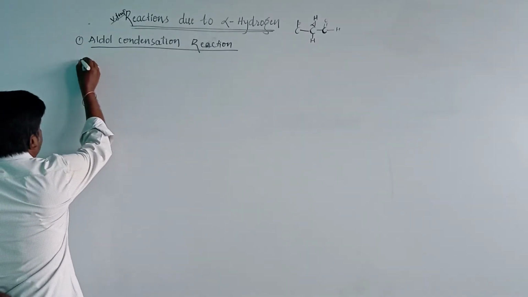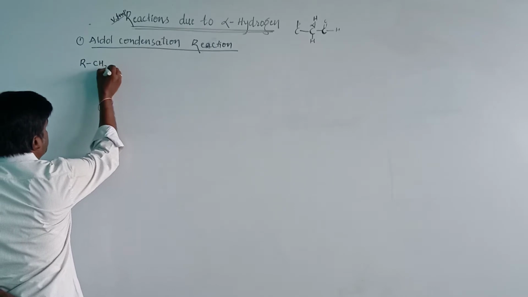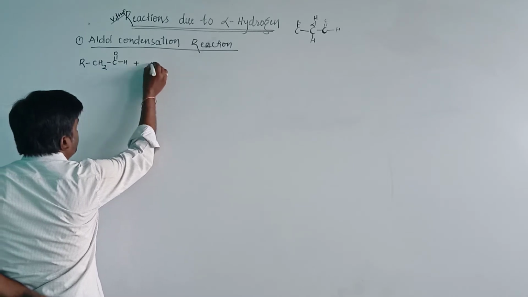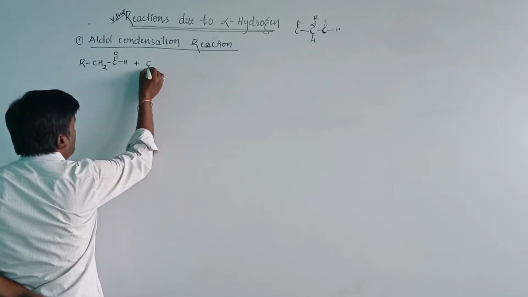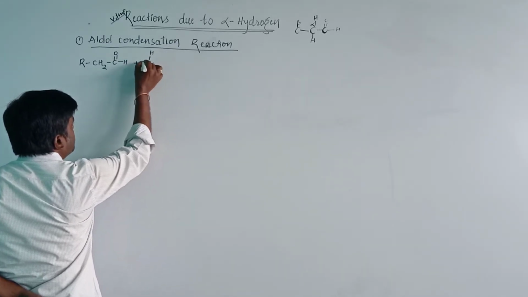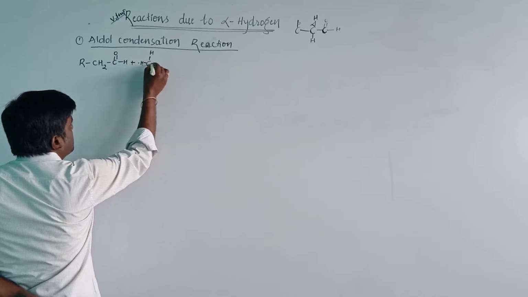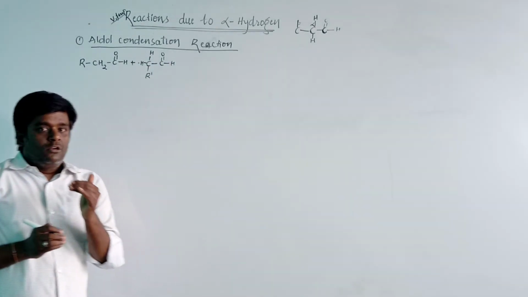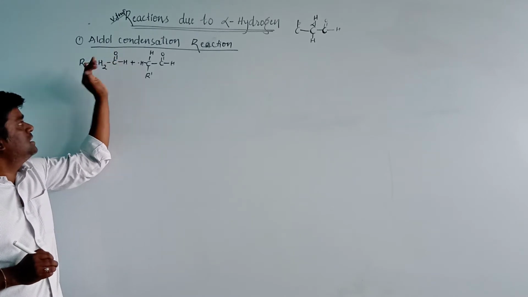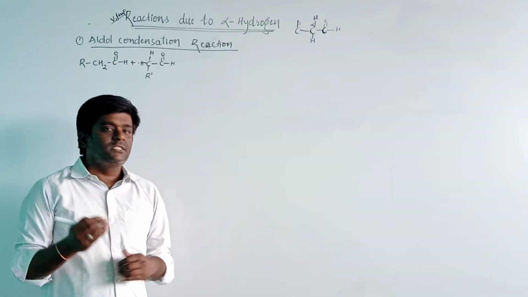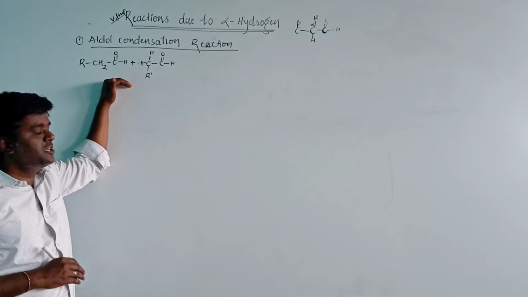Take the aldehyde RCH2, C double bond O, H here, plus I will take another aldehyde here, R dash CH2, C double bond O, H. Once again, let me first tell the sentence for the aldol condensation reaction, and then I will write the reaction here.